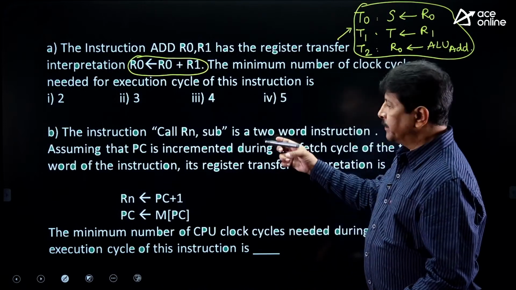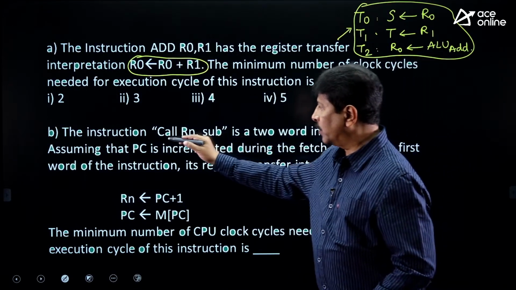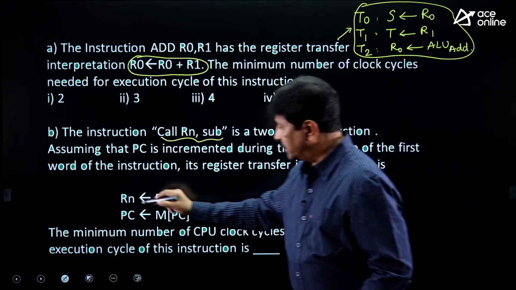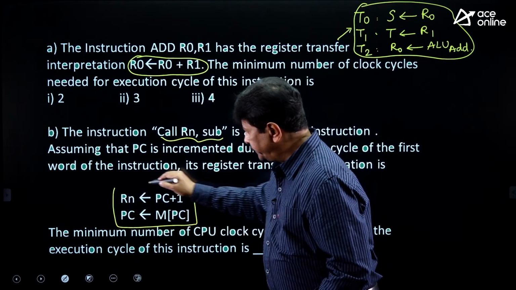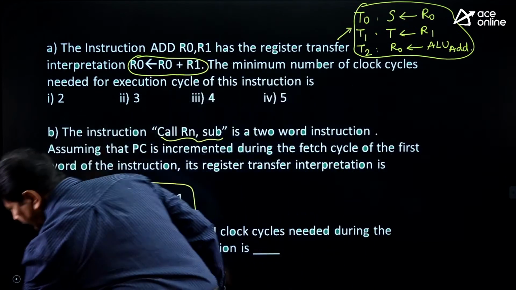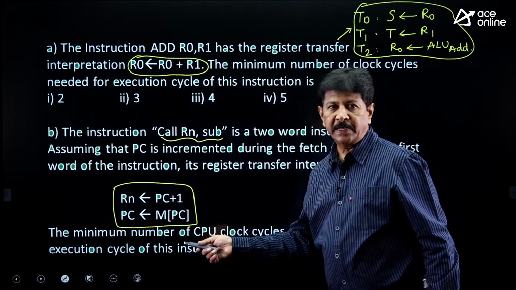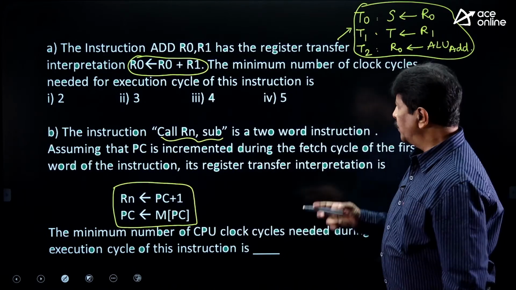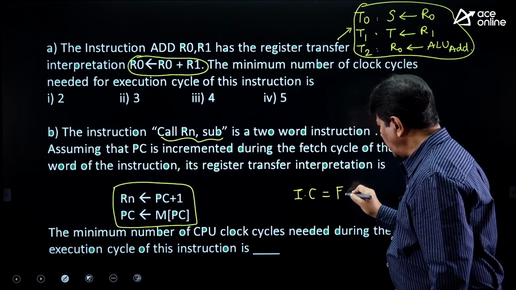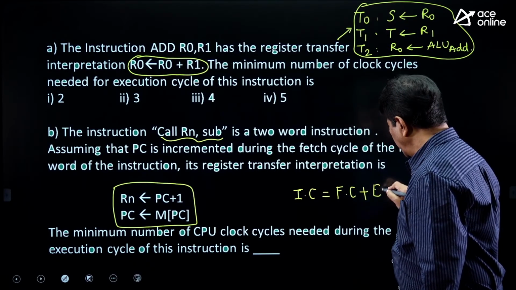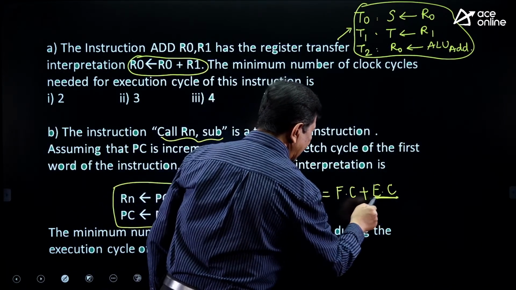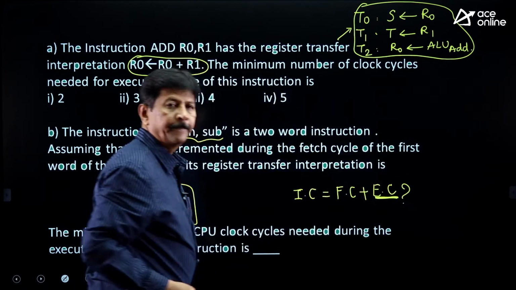In a similar fashion, there is one instruction called call Rn, subroutine, and its operation is given by this. Then he is asking, what is the minimum number of cycles required in the execution cycle? You know that any instruction cycle consists of 2 parts. One is called fetch cycle, the other is called execution cycle. So in this problem he is asking, in this execution cycle, how many clock cycles are required?